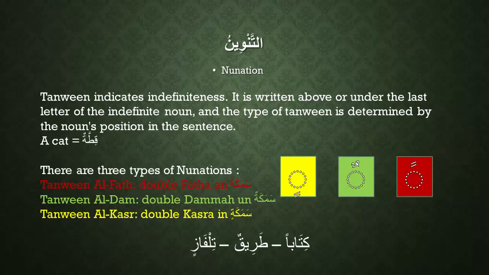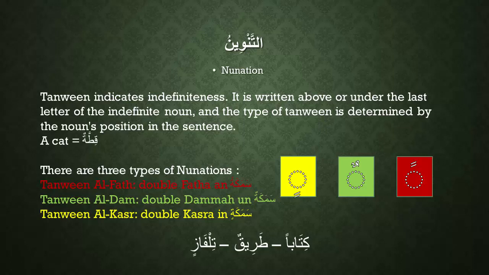Tanween, nunation. Tanween indicates indefiniteness. It's written above or under the last letter of the indefinite noun, and the type of tanween is determined by the noun's position in the sentence. For example, in English, when you say a cat, you're not talking about a specific cat. In Arabic, you would add tanween to the word. Qittah means a cat.